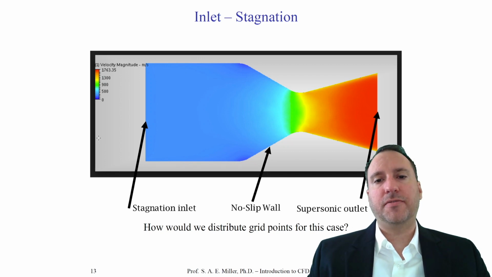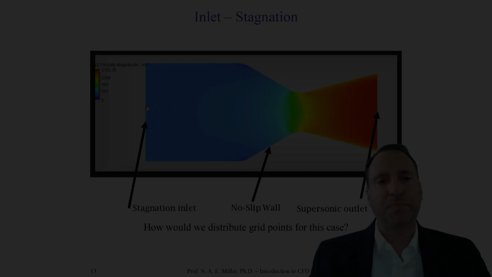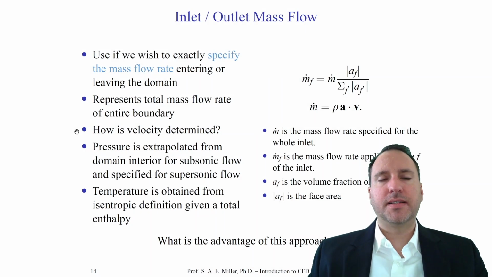Certainly, you would have to have enough grid points to resolve the wall turbulent boundary layer. And you would have to have a lot of grid points near the nozzle throat, because capturing that transonic regime and its transition from subsonic flow to supersonic flow requires a lot of resolution. You probably wouldn't need a lot of resolution in the interior of the plenum of the nozzle, where my cursor is. Let's now turn to the so-called inlet and outlet mass flow rates.